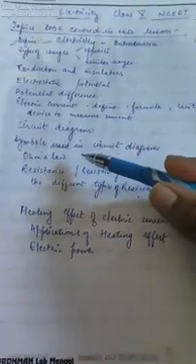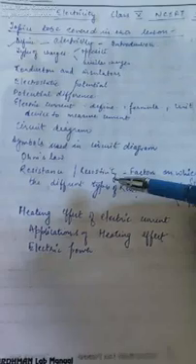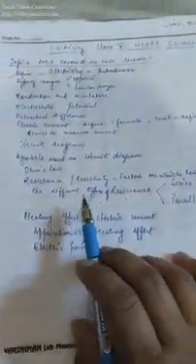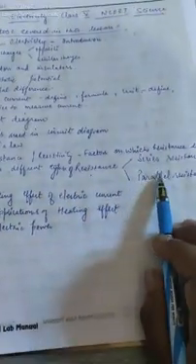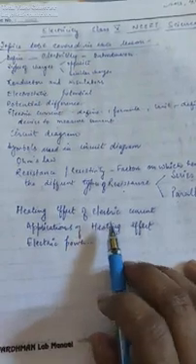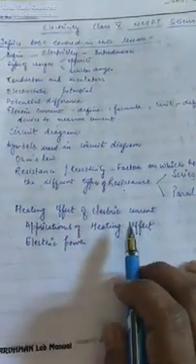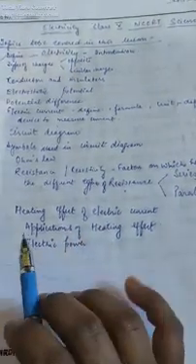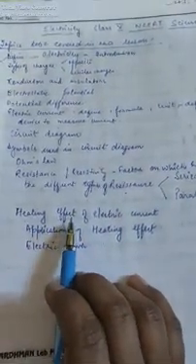After that we have to study Ohm's law, then resistance and resistivity, and the factors upon which the resistance depends. Then we have to study different types of combinations of resistance, that is series and parallel. Next will be the heating effect of electric current. There are many more effects of electric current, but in this chapter we only study the heating effect.